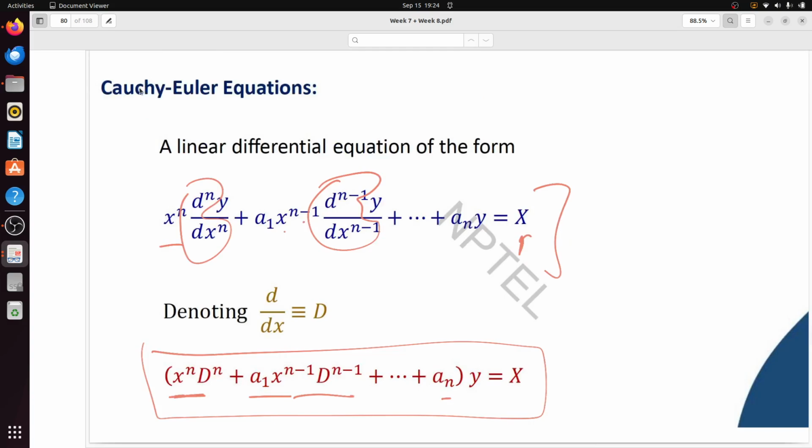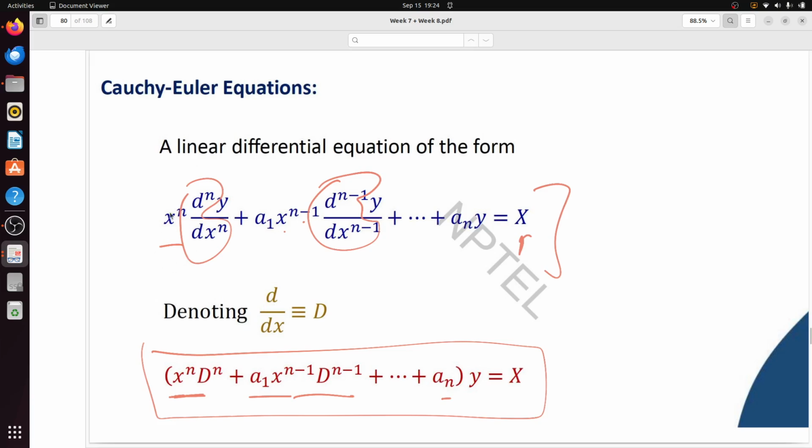A linear differential equation of the form x to the power n d^n y by dx^n plus a1 x to the power n minus 1 d^(n-1) y by dx^(n-1) plus and so on, a_n y. So these type of differential equations are called Euler-Cauchy or Cauchy-Euler type differential equations.